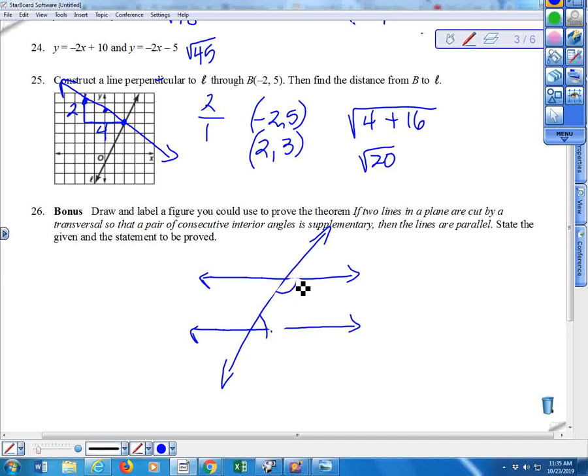So what could I do to this drawing to make them supplementary? How could I signify that? Anything just with a drawing, or do I need to maybe label some letters? Use the label letters. Okay, angle. So let's do this, and let's go DEF.